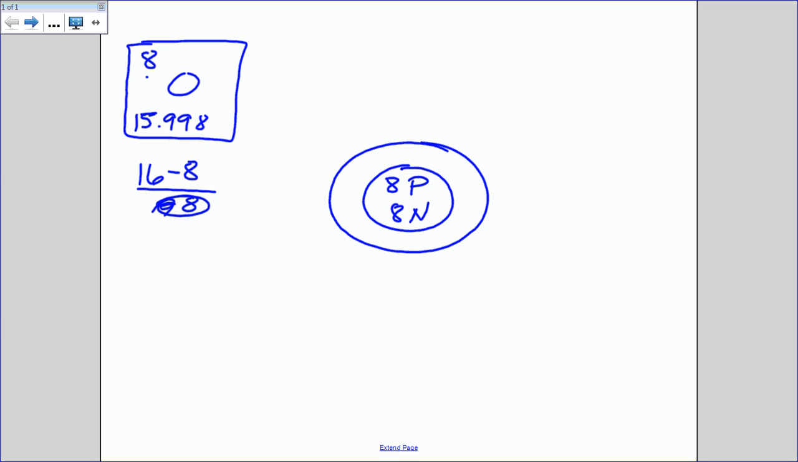An orbital kind of goes like that. And it will only hold 2 electrons. Okay? So that's what I mean by orbital, but I'm going to erase it because you probably haven't seen that before. It kind of looks weird.